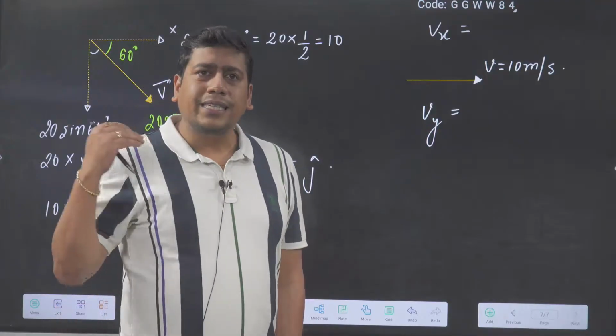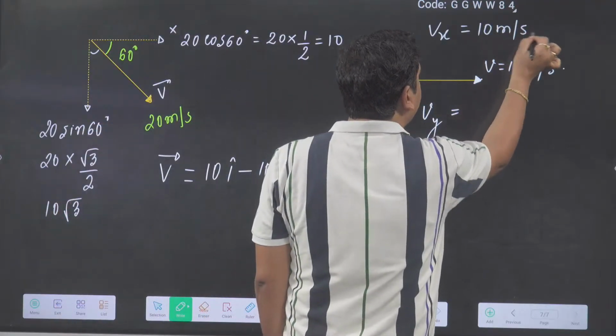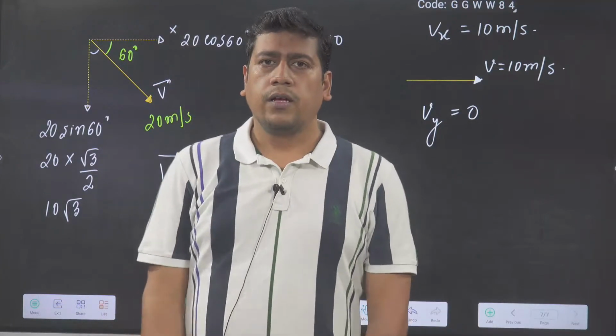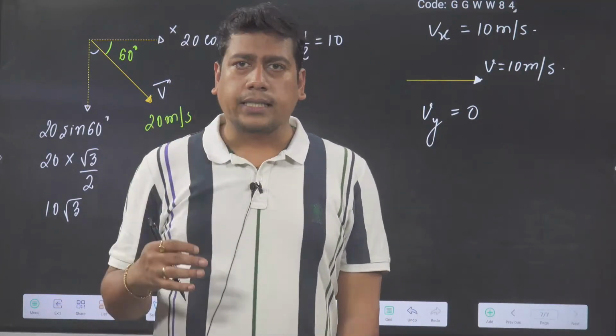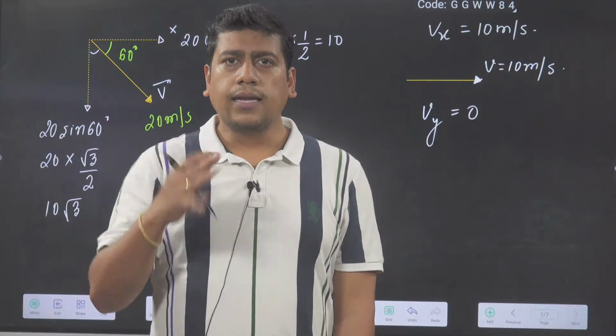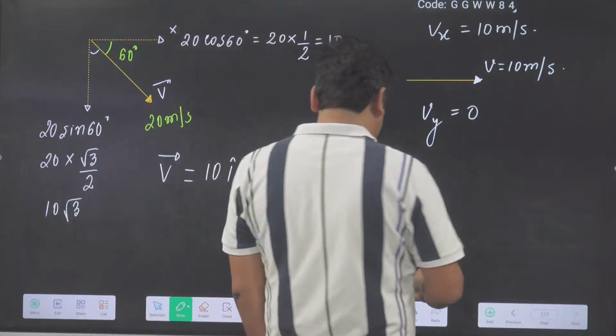So if a vector is completely along x axis, its x component is the complete 10 and its y component is 0. If a vector is completely along x axis, then its x component is 10 and y component will be 0. Okay? And you can write 10 i cap.